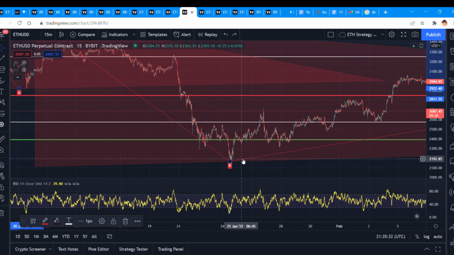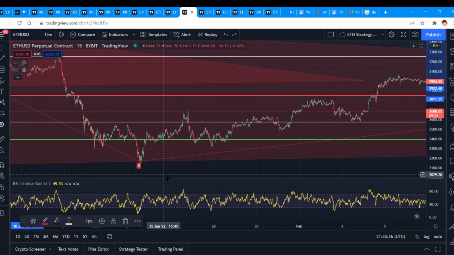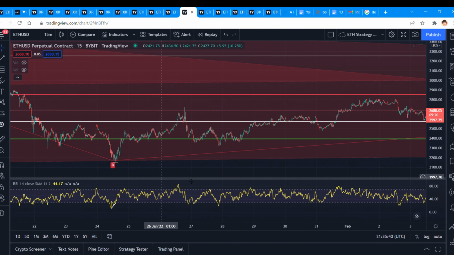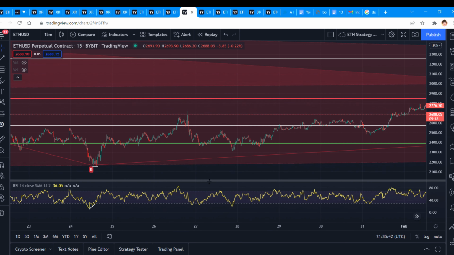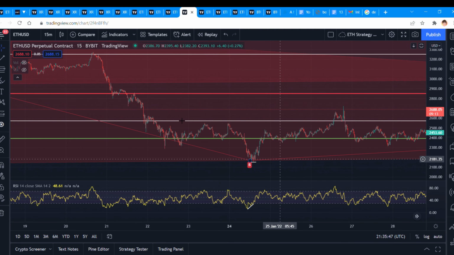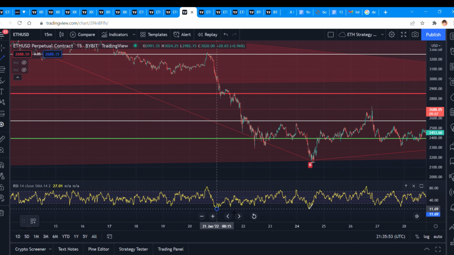Okay, now where is it? There we go. So let's say I've waited for this breakout to finish. I could see it topping out here.